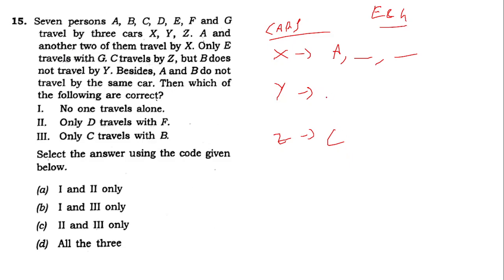Besides, B cannot travel by Y, which means it has to travel by Z or X. Besides, A and B do not travel by the same car, so naturally B will travel by Z. Okay, so what else is left here? A is done, B is done, C is done. So we have D, E, F, G. So we have two spaces here.